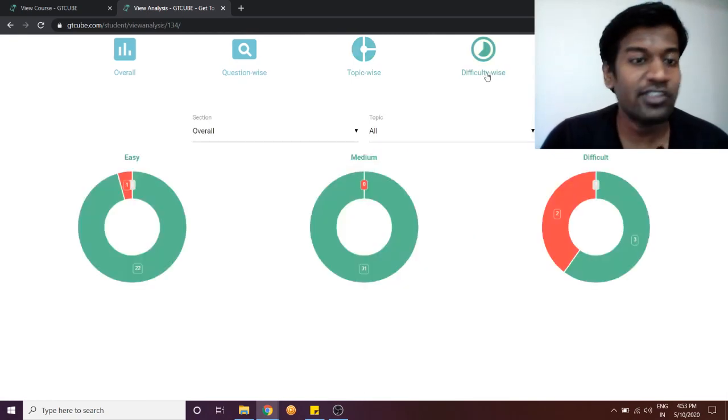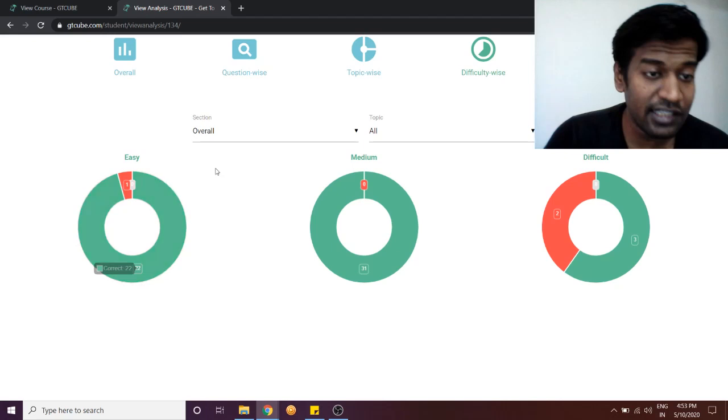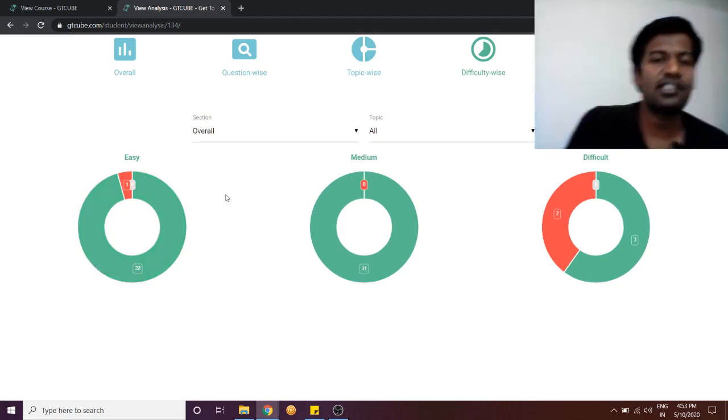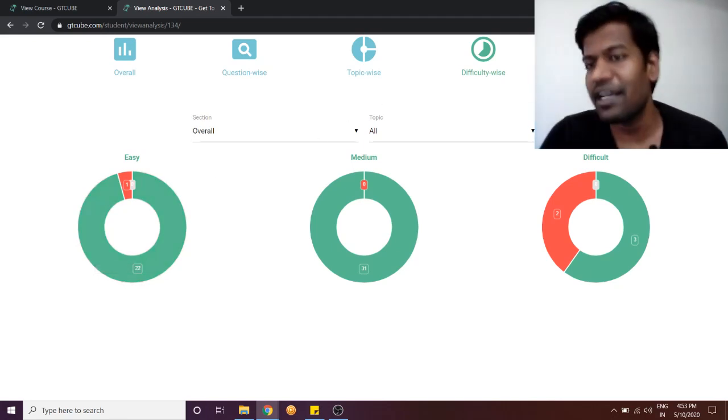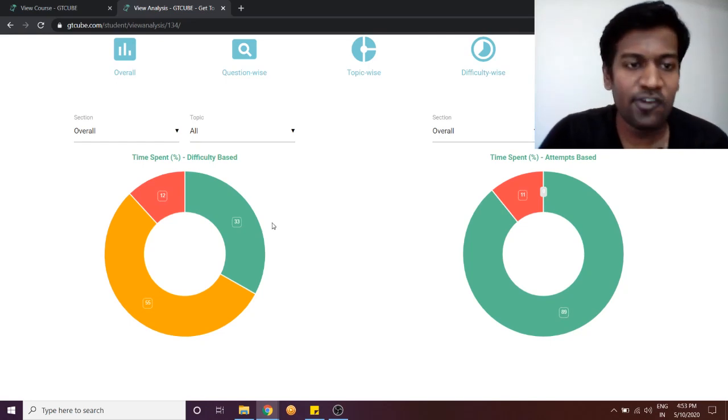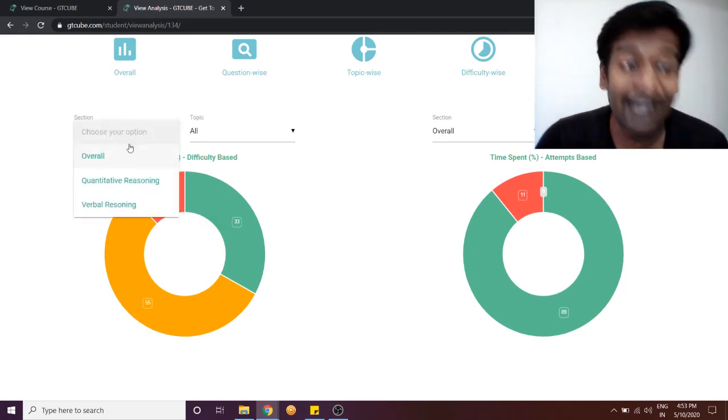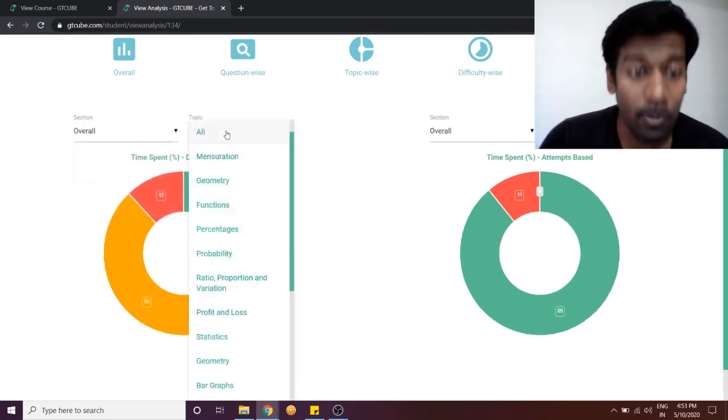And then you can also assess yourself on how many easy questions you attempted. There were 23 easy questions, and you should actually attempt most of the easy ones. It gives you a sense of that. Again, time wise, what is the time you have spent, difficulty wise? Again, you can drill down into section wise and topic wise.